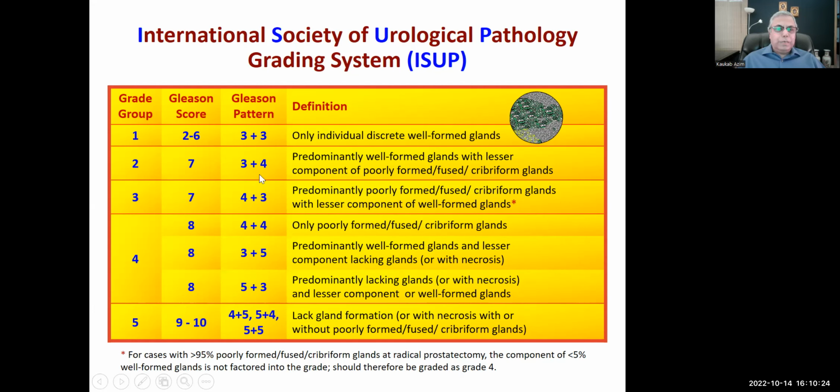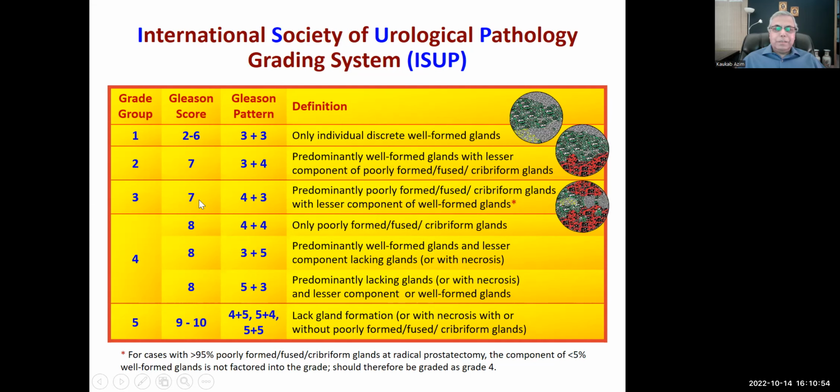Grade group 2 is a score of 7, where 3 is before 4. So what you see in this biopsy is that the most predominant pattern is the one that was assigned a score of 3, and then the second most predominant or common pattern was the one to which we assigned the score of 4. So it is 3 plus 4, the score is 7, but the grade group is 2. Now in the next biopsy, this pattern was more common.